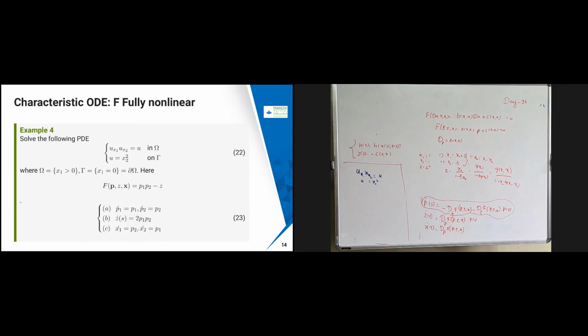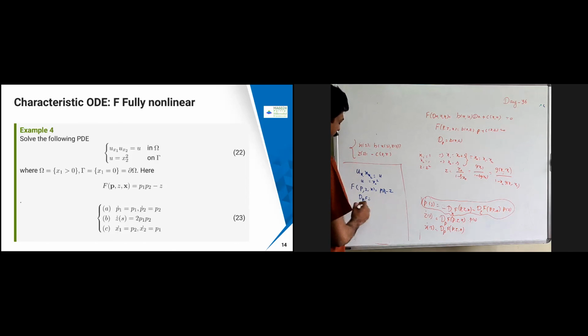And again, same plane, pick half plane; we are taking x1 equal to 0. So in this case, I can write F, which is nothing but F(p, z, x) is going to be p1 p2 minus z. Therefore I can find my D_pF. So D_pF is going to be p1 p2. Okay, so one is going to be p1, another is going to be p2.